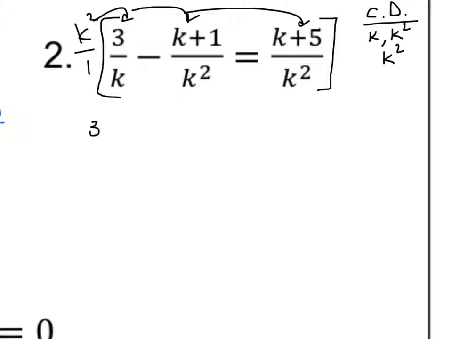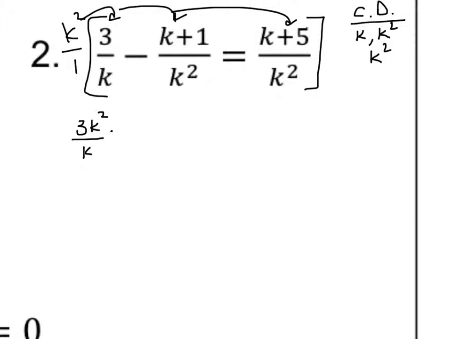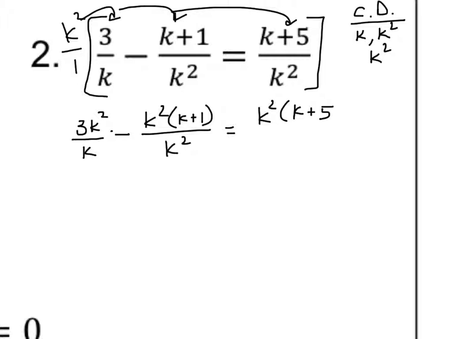So I've got 3k squared all over k minus k squared times the quantity k plus 1 all over k squared. And that's going to equal k squared times the quantity k plus 5 all over k squared. Okay. Now again, before I go any further, I'm going to go ahead and knock out my domain here. And again, my domain, k, cannot be 0.